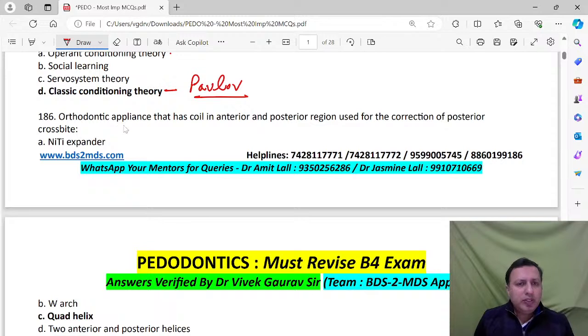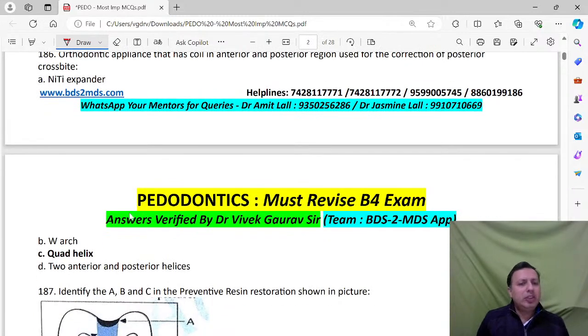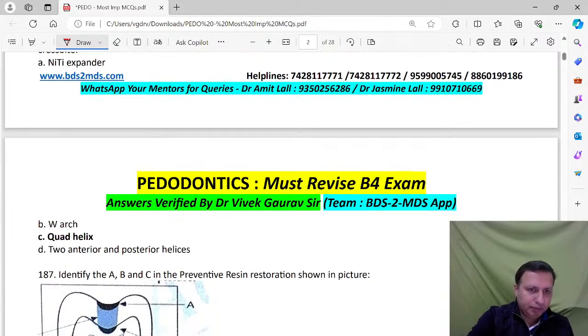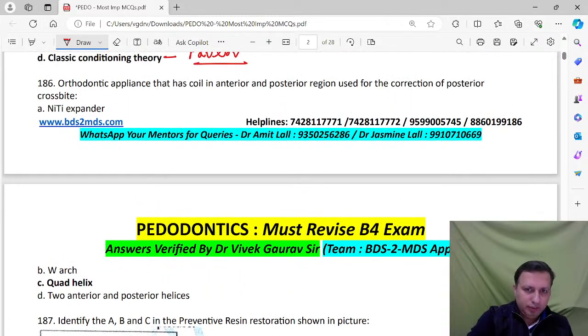Now the next question is, the orthodontic appliance that has coil in the anterior and the posterior region used for the correction of posterior crossbite. Option A is Nitai expander, then B is the W arch, C is quad helix, and D is two anterior and posterior helix. So according to you, which will be the correct answer?